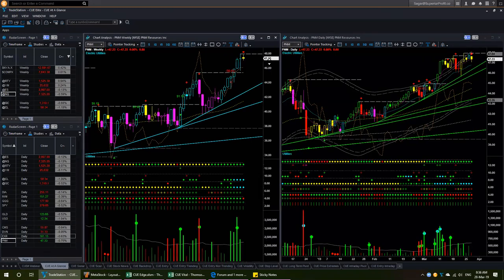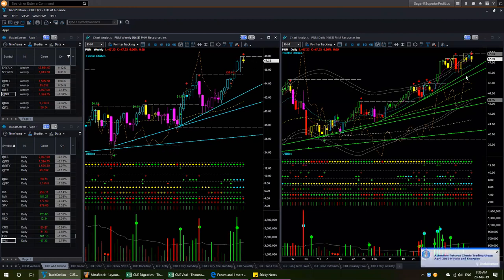PNM. Here, interestingly, weekly and daily both have bearish headwind. However, there is a memory support line nearby. That's why we are not going to take any short trade.